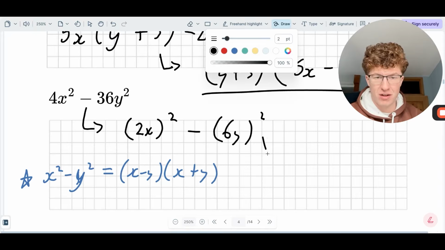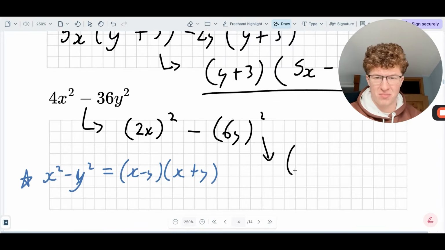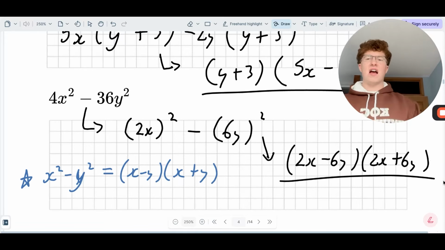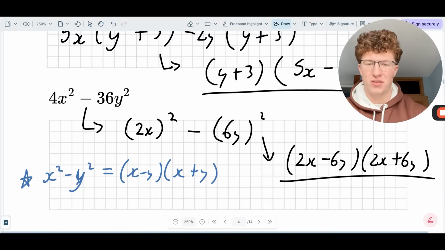So we're going to rewrite this down here. This is going to just be 2x minus 6y times 2x plus 6y, just like that. And that's that factorized using difference of two squares.